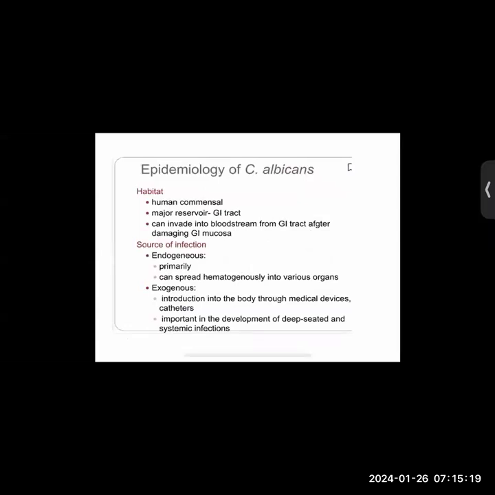The epidemiology of Candida albicans: it is a human commensal. The major reservoir is the GI tract. It can invade the bloodstream from the GI tract after damaging the gastrointestinal mucosa. Sources of infection could be endogenous, primarily hematogenous spread to various organs. It can also be exogenous, which involves introduction into the body through medical devices or catheters. It's important in the development of deep-seated and systemic infections.